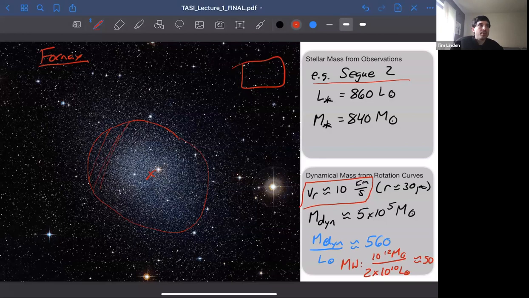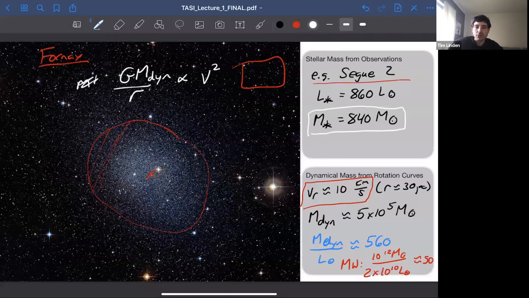So, that is GM over R. This is a dynamical mass, that I said is proportional to V squared. Something like that. So that has to do with the mass we can measure from rotation curves, and then the mass we can calculate from the rotations of stars. This is maybe a spectroscopic mass or something like that, is how an astronomer might call it.